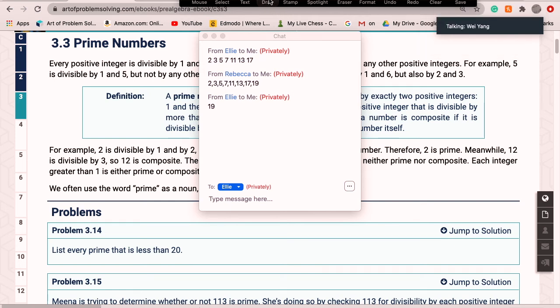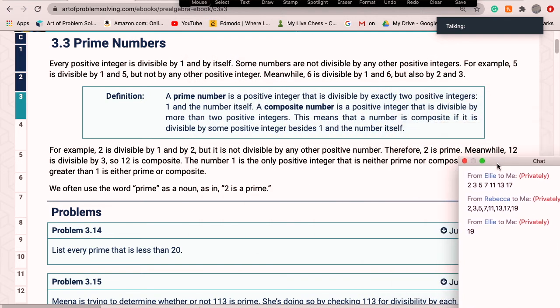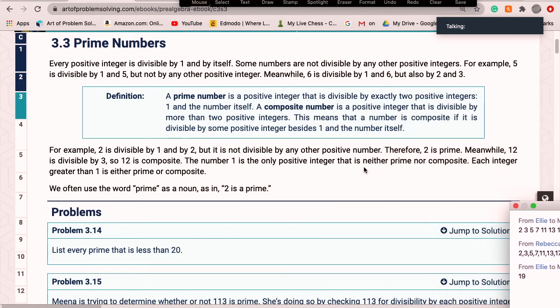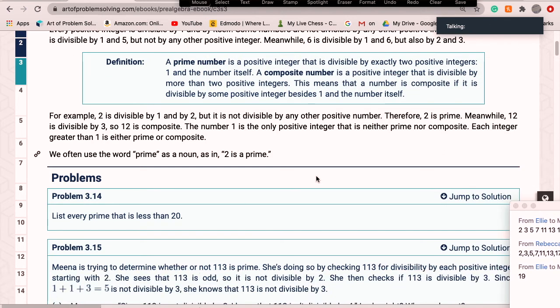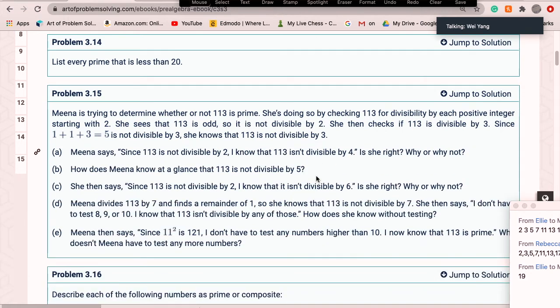Now let's see. Okay, now let's put it here. Then let's go to the next example. The problem is how to check if a number is a prime number. Now let's see how we can check. Does everybody know if 113 is a prime number? Is this one a prime number? Do you know it?